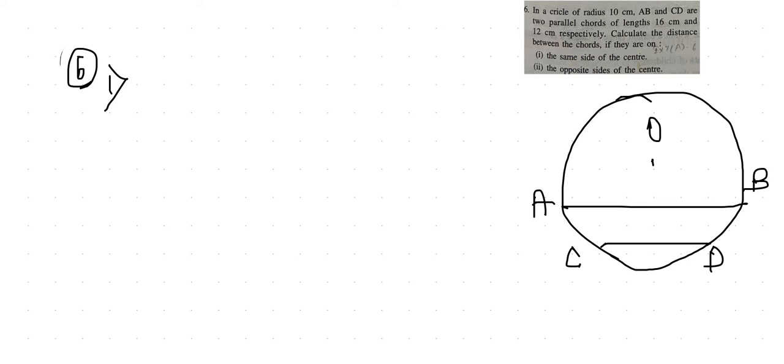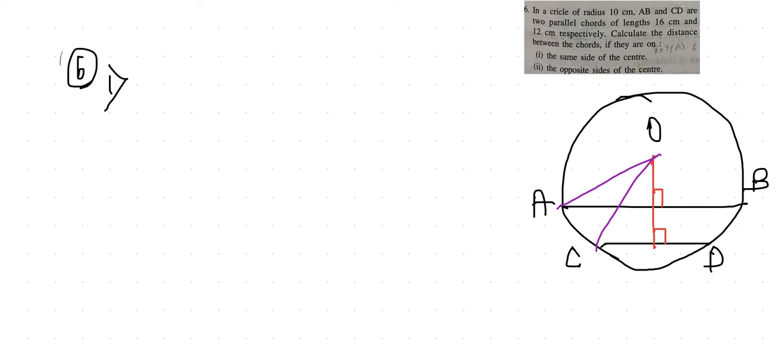Okay, so these are the two chords that I will be considering, and then what I will be drawing? I will be drawing a perpendicular like this. So this is 90, this is also 90, and then what I will be doing? See, I will be joining these two lines. Okay, and children, this is the figure which is there.